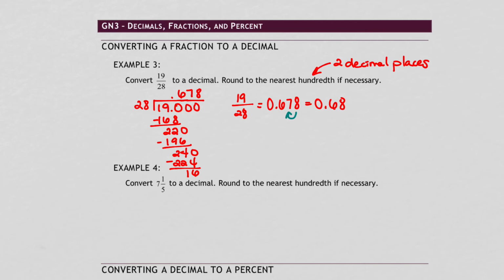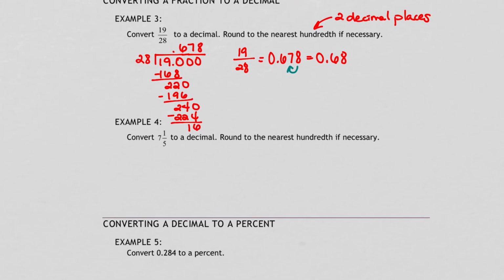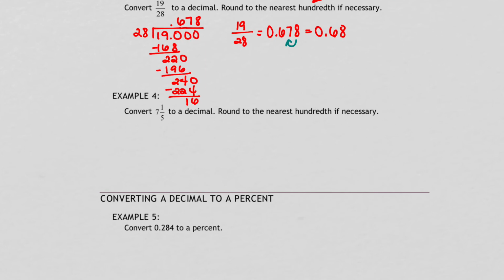Number 4 says convert 7 1/5 into a decimal. So you could either divide 1 by 5 and figure it out that way, or you could change it to a mixed fraction and then divide. Since we've already got the first part of the answer, 7, then I'm just going to take the 1/5 and find what's left of the decimal.